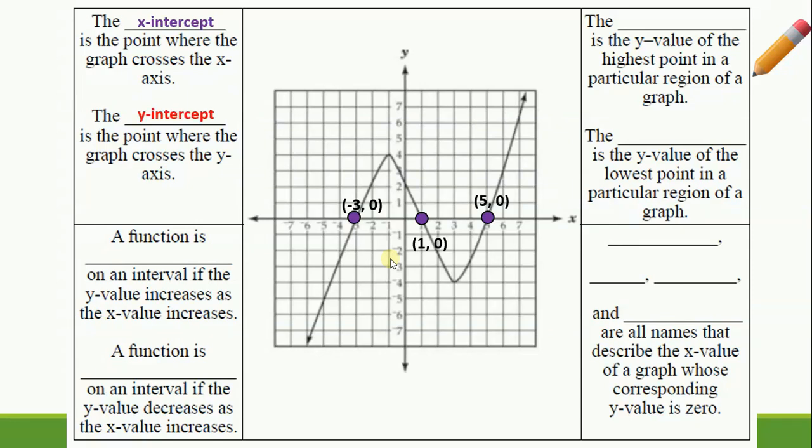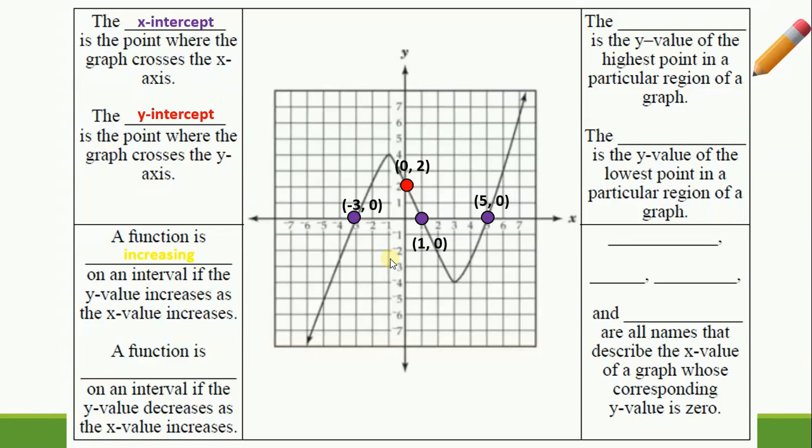Same thing, y-intercepts, that's where you're going to cross the y-axis. You're only going to cross the y-axis once. In this case, our graph is crossing at (0, 2). So those are our intercepts. Pretty easy to identify. You've been identifying them for a long time in your life.